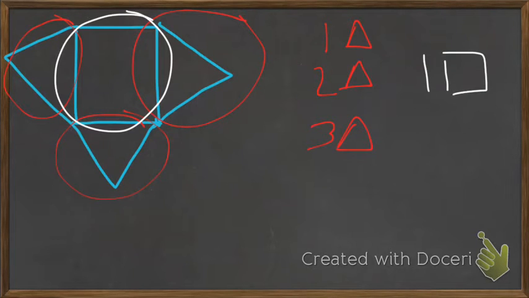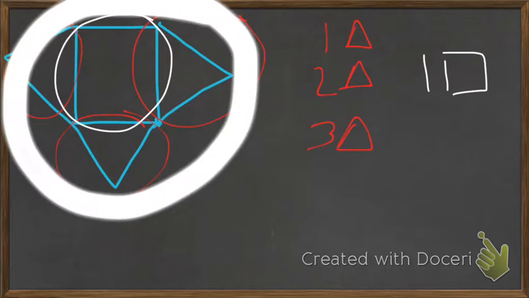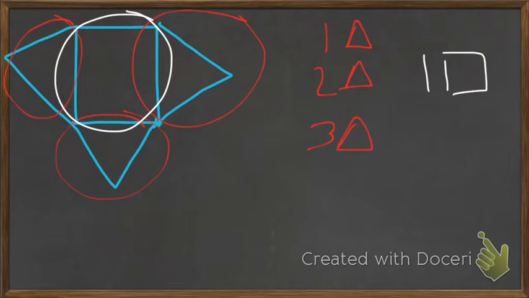So when we look to find the area of this whole shape, what are we going to need to do? Can we just use one formula? No. What do we need?